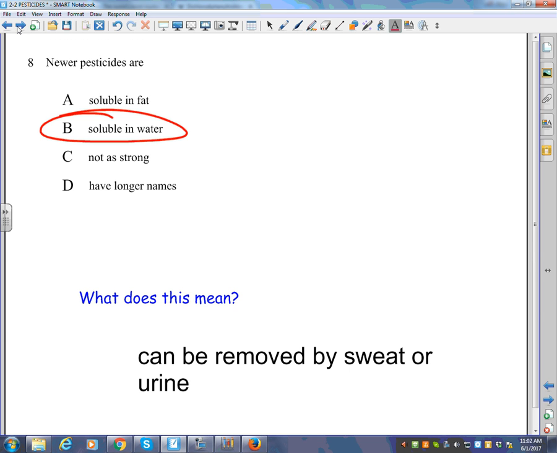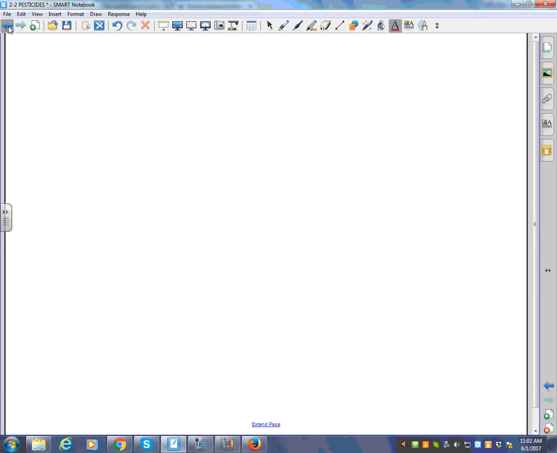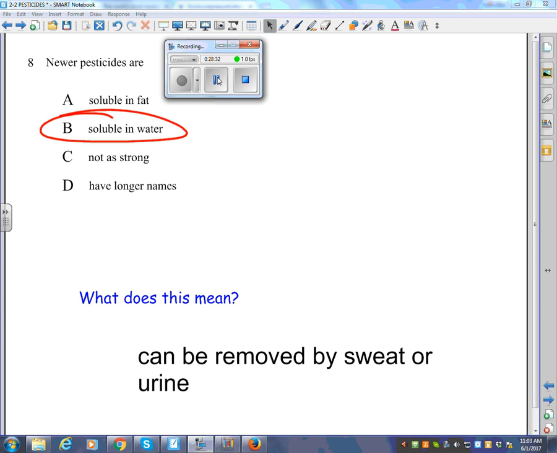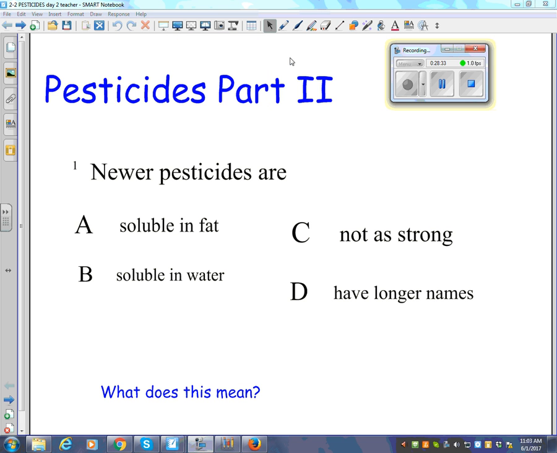You guys have more there, don't you? No. Yes. I don't. There. Okay. So newer pesticides. Oh, we did this already, right? Yeah. Kind of a double up there.